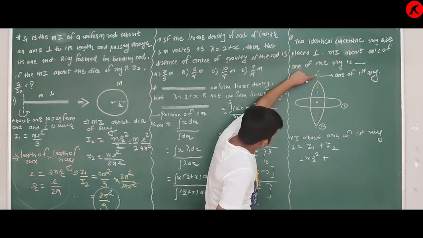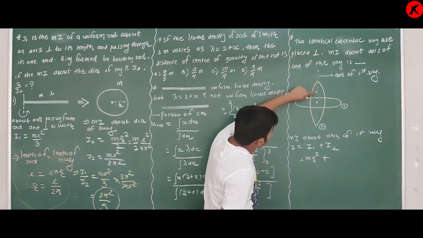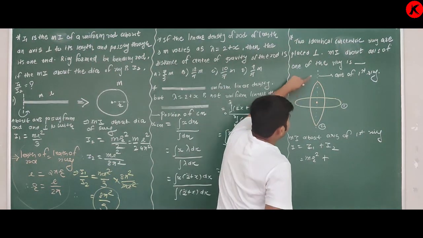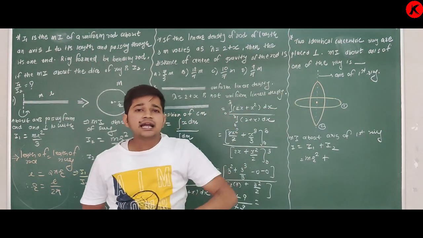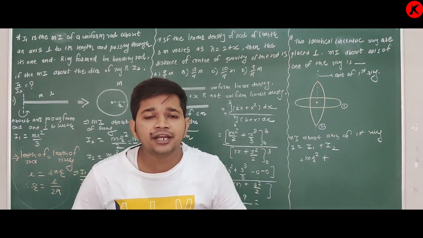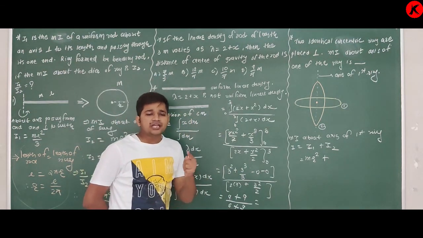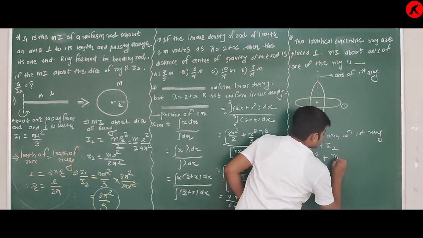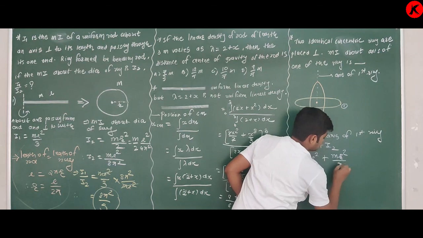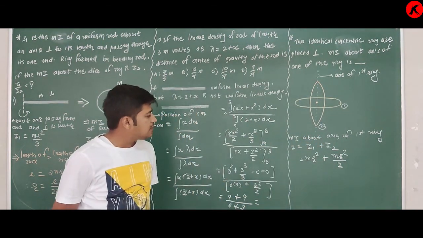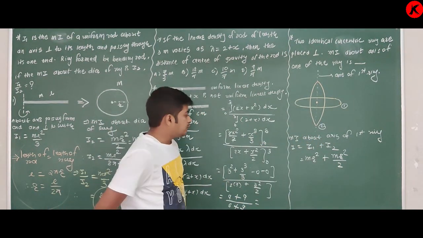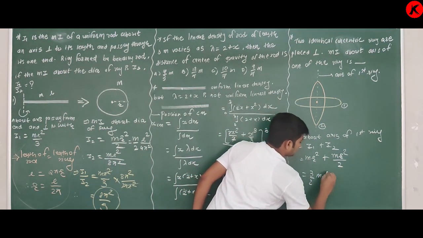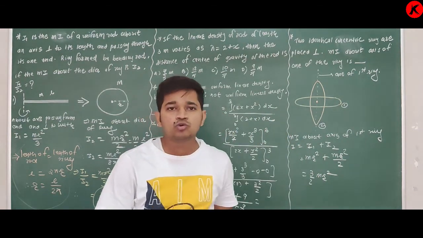But this axis is passing through the diameter of the second ring. See, observe carefully. So what is the moment of inertia about an axis passing through the diameter of a ring? It is mr square by 2. Clear? So it is mr square plus mr square by 2, which means it is 3 by 2 mr square.